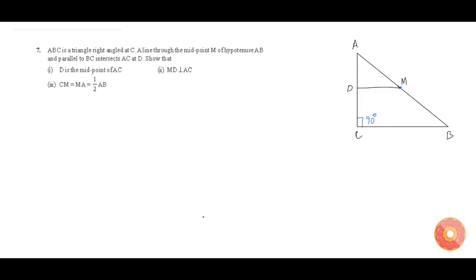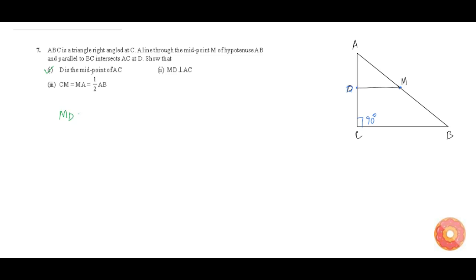I have already drawn the diagram, and we have drawn a line which is parallel to BC and that intersects AC at D. This is D. Now we are going to see the first part of the question. The first part of the question is we need to show that D is midpoint of AC.